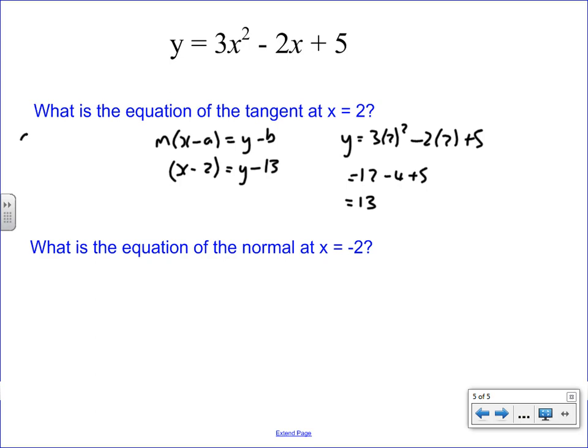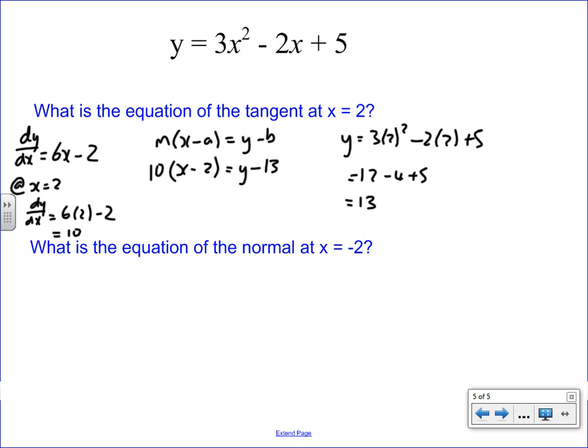And we need m, so we need dy by dx. That's the gradient function. That's 6x minus 2. Then we put in our value of x, which is 2. So at x is 2, dy by dx is equal to 6 times 2 minus 2, which is 10. So the gradient of the tangent is 10, and that goes there, and then we're done. Unless we have to write it in another form.